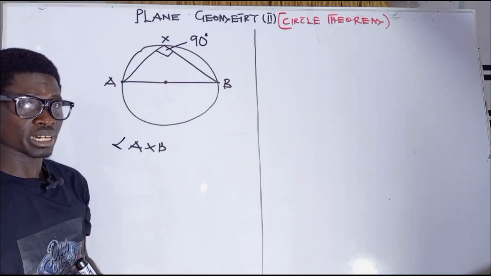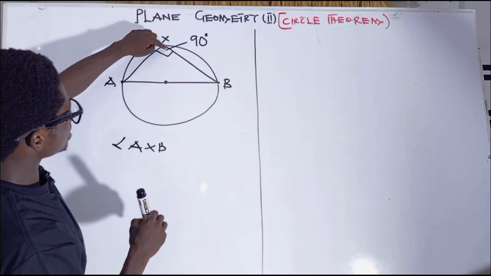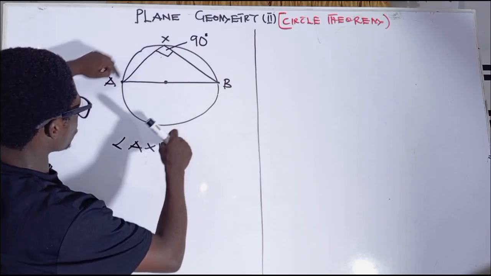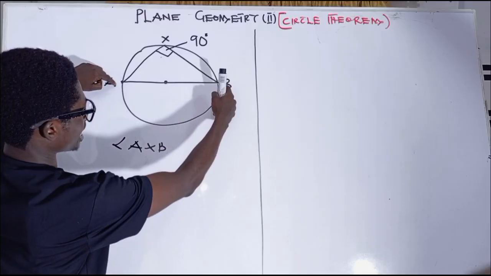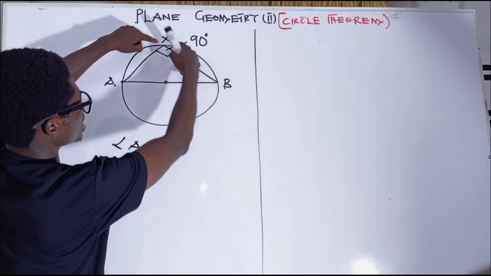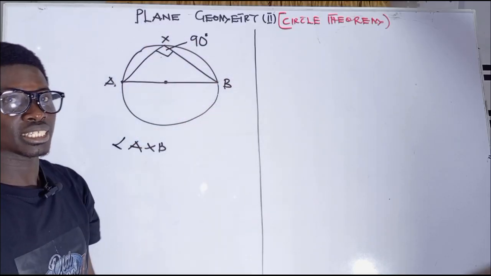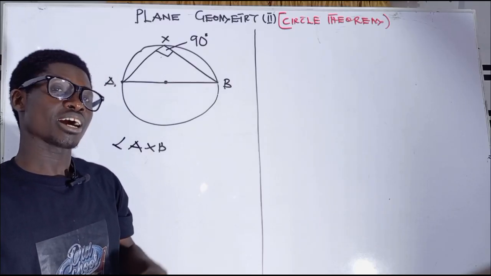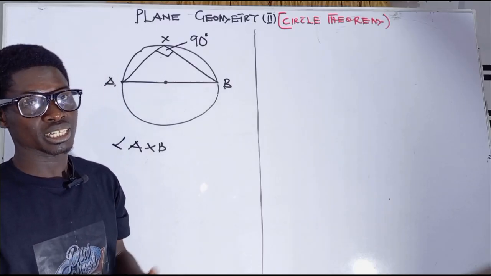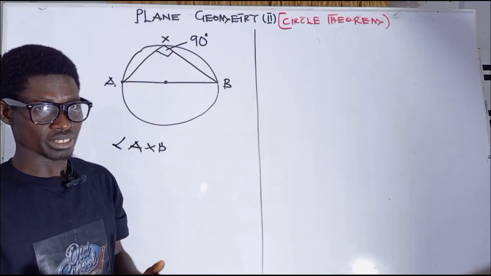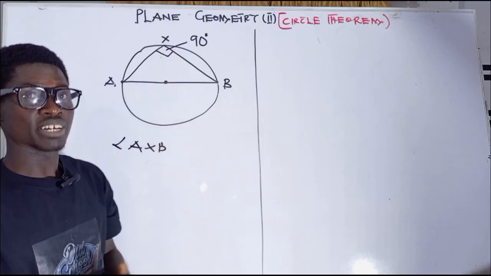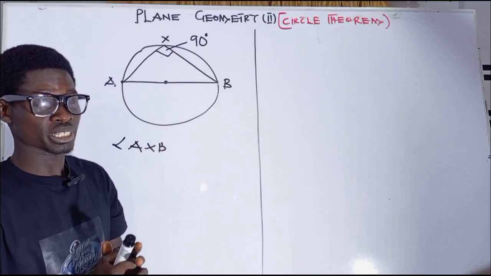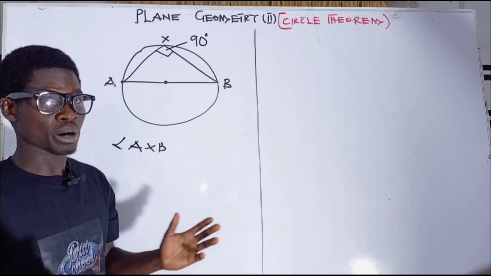Should I say the theorem again? The angle a chord, this is a chord, subtends at the end of the diameter to any part of the circumference is 90 degrees. In short, you can say that the angle in a semicircle gives us 90 degrees. That is all the first theorem is talking about.